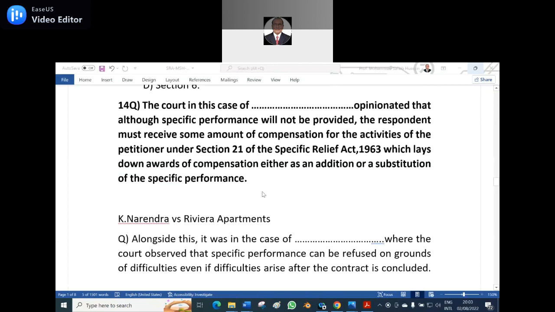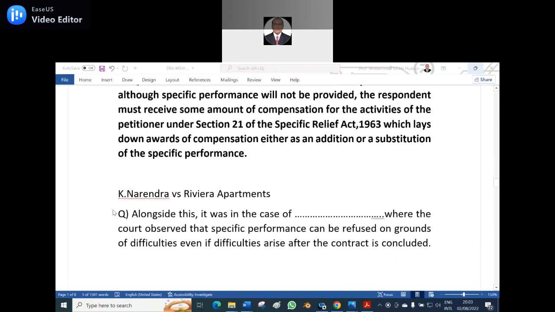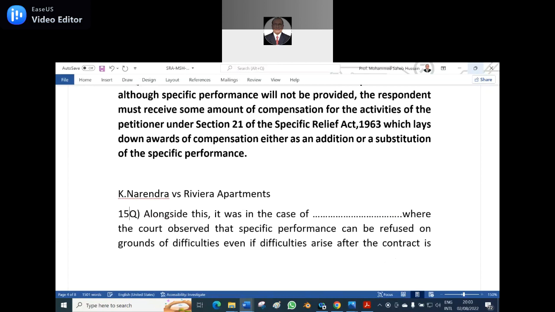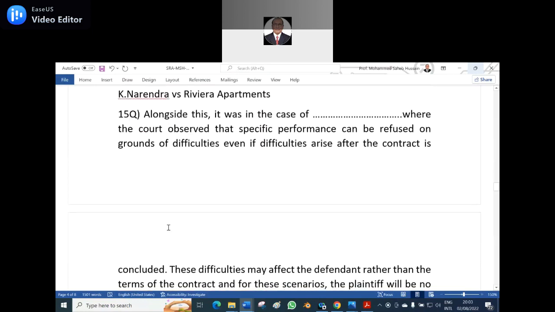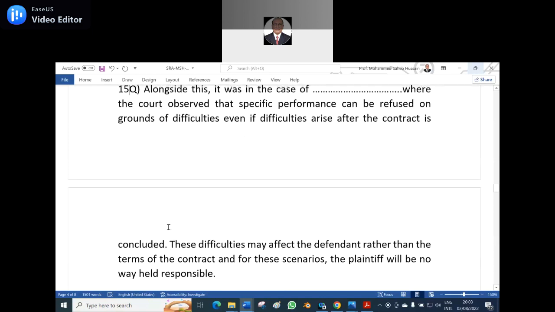Next question. I believe it is the 15th question, if I am not mistaken, because I did not number it yet. Alongside this, it was in the case of dash where the court observed that specific performance can be refused on the grounds of difficulties, even if difficulties arise after the contract is concluded. These difficulties may affect the defendant rather than the terms of the contract, and in these scenarios the plaintiff will in no way be held responsible.